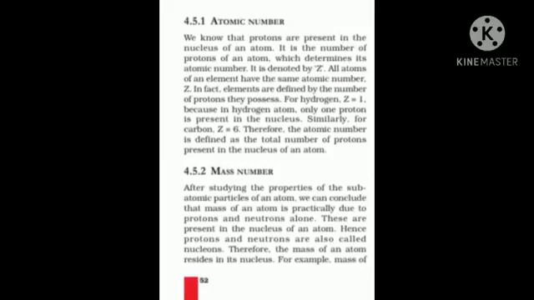We know that protons are present in the nucleus of an atom. It is the number of protons of an atom which determines its atomic number. It is denoted by capital Z. All atoms of an element have the same atomic number Z. It denotes the number of protons they possess. For hydrogen, Z equals 1 because in a hydrogen atom only 1 proton is present in the nucleus. Similarly, for carbon, Z equals 6.